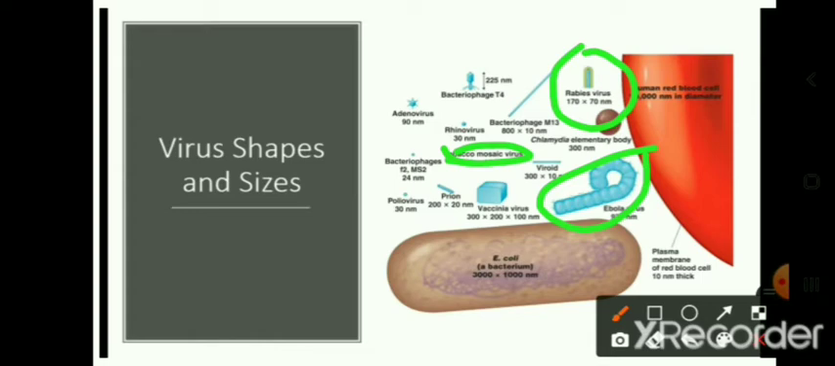Coronavirus is petal shaped. And rotavirus is a wheel shaped virus.